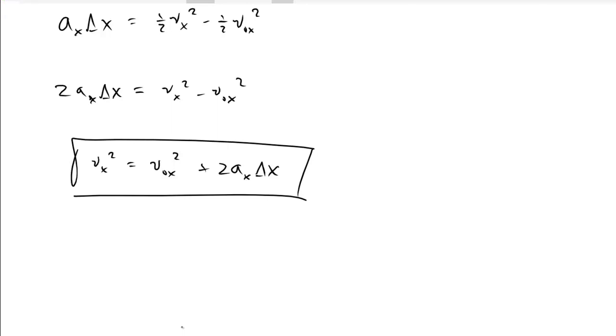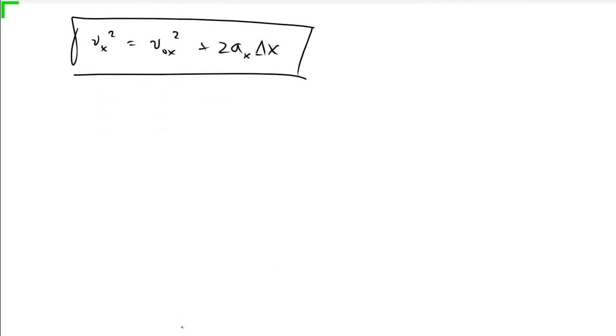So now we have a kinematic equation which combines the two previous ones together, but does not include time. So in case we're given maybe displacement, acceleration, and starting velocity, we can find a final velocity, or given any three of these, we can find the fourth, and it doesn't depend on time, which is oftentimes very convenient.